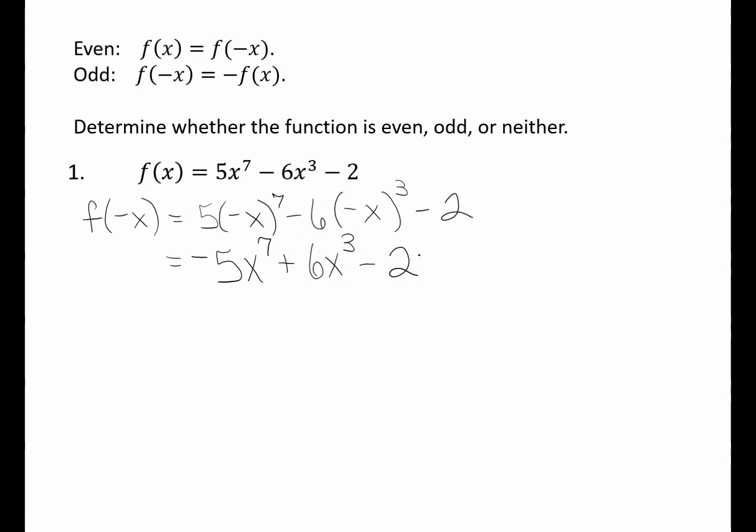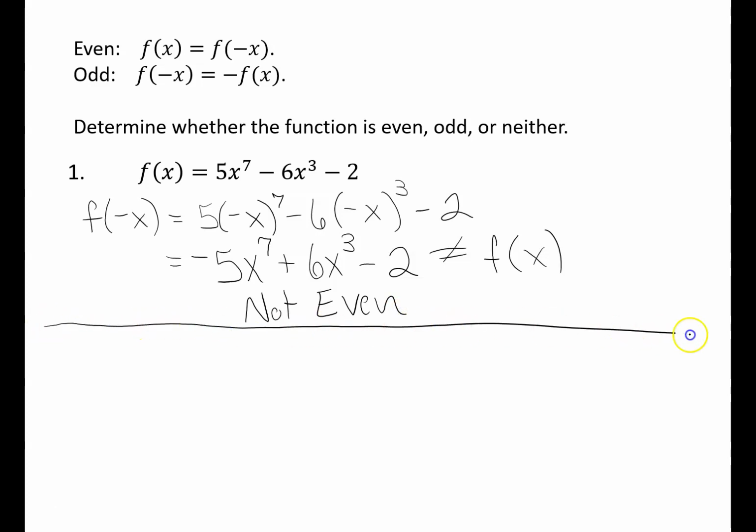and drop down your minus 2. Now compare that to your original function, and we can see here on the first term the signs are not the same, nor are they on the second term. This does not equal f of x. So it does not equal the original function, then it is not even. So I'm going to go ahead and write that just so we understand what we're determining here. And I'm going to kind of put a little line to separate.